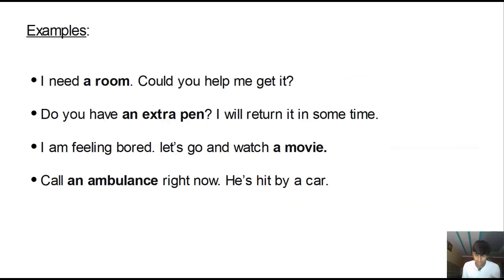Okay. So let's take some examples and understand this. One, I need a room. Could you help me get it? I need what? A room. Any room in the world. It has to be one in number, and it can be any room. This is not a particular room that I'm referring to. It can be any room in the world, bro. Just get me a room. One room. A room meaning one room. Any room in the world.